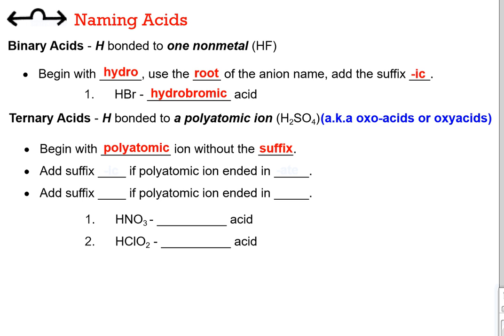We're going to begin those by looking at the polyatomic ion bound to hydrogen without the suffix. If we had something that ended in ate, we would add the suffix ic. If we had something that ended in ite, we would add the suffix ous. So HNO3 has nitrate, it becomes nitric acid. ClO2 is chlorite, becomes chlorous acid.